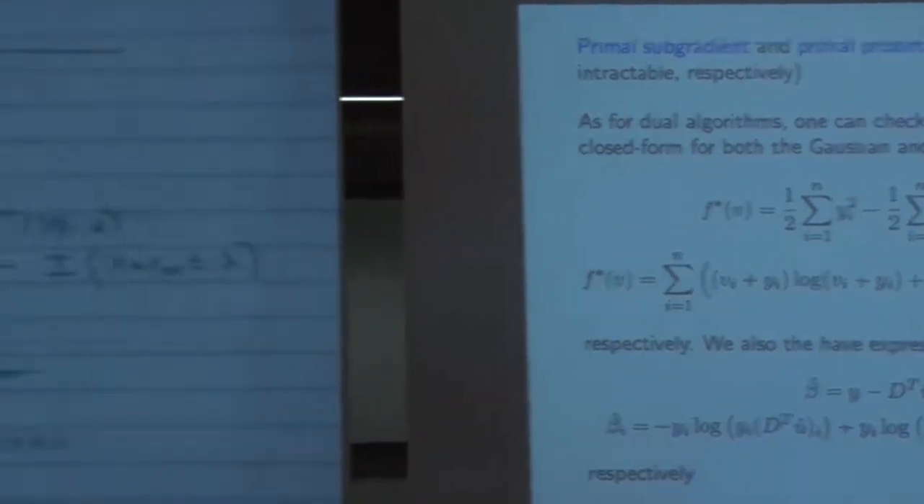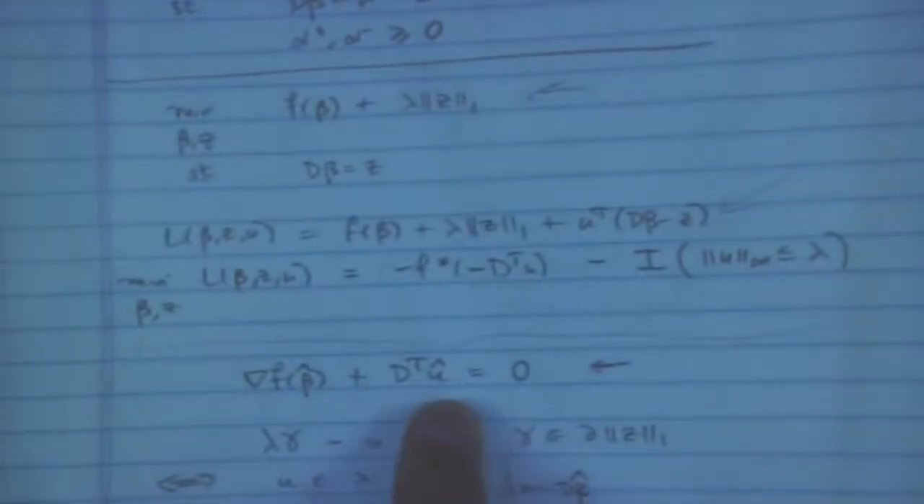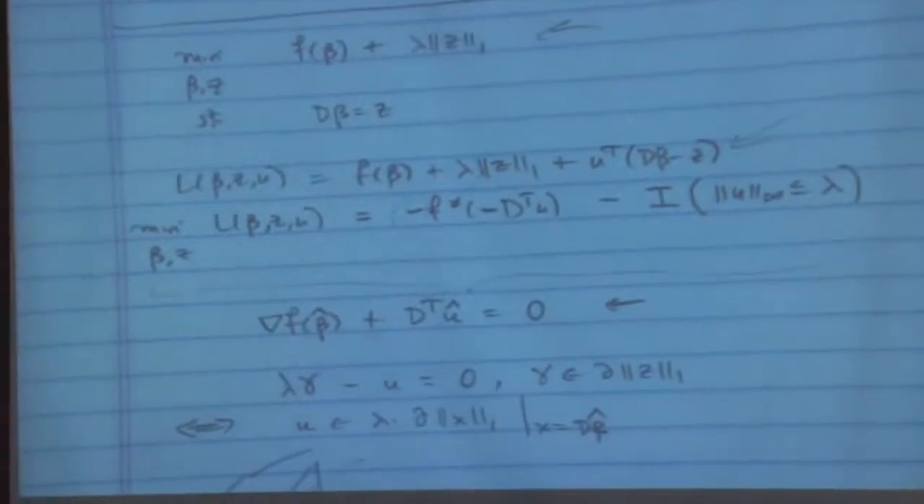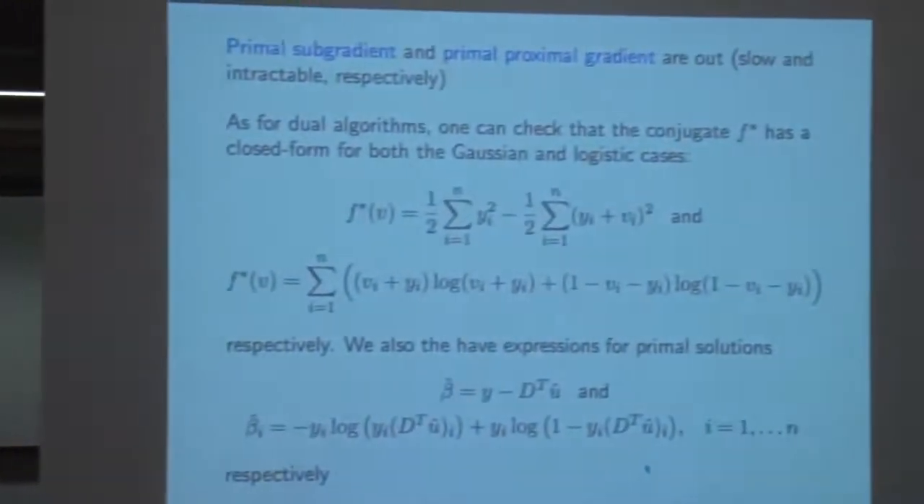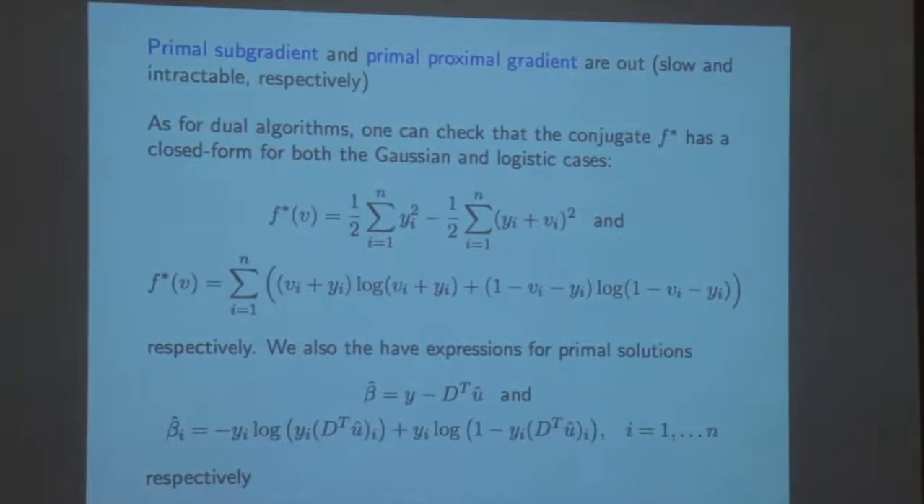You can check in both cases, I can actually solve explicitly for beta as a function of u. And these are the expressions I get for the primal solutions in terms of dual solutions. Okay, so it's quite easy to find beta once I find the dual solution. So now we're thinking about dual algorithms.